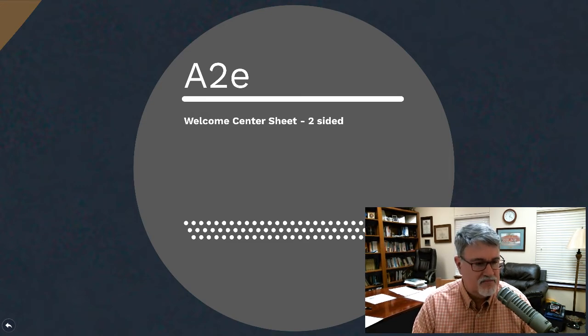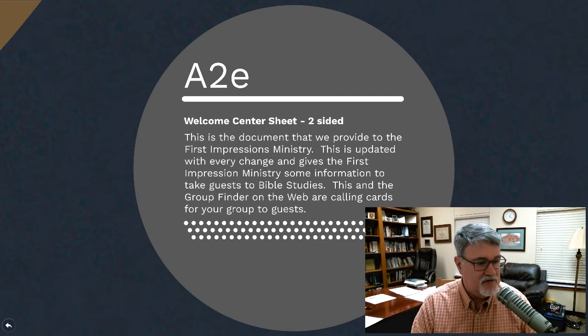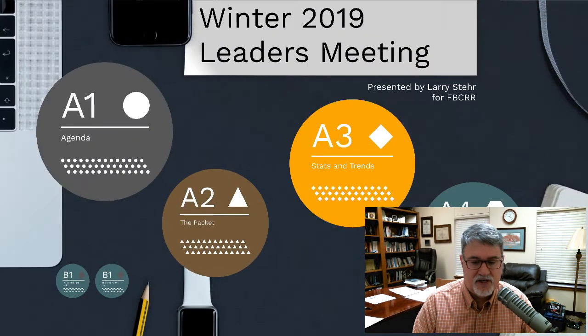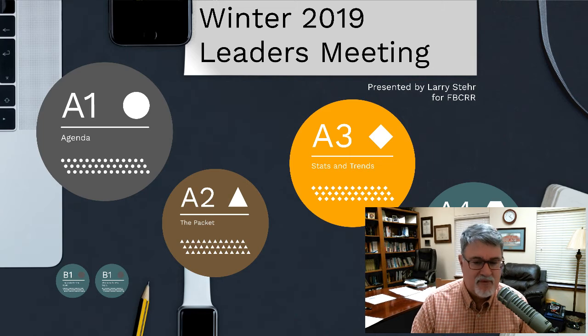And that's just helpful information, I think. This is the same information that's used by the First Impressions team to help people find Bible studies, along with the group finder. These are just documents that are readily available around in our church. So that's just kind of what's in the packet. If there's something that you need and you'd like to see put in the packet, please let me know, and I'll do my best to do that as well.